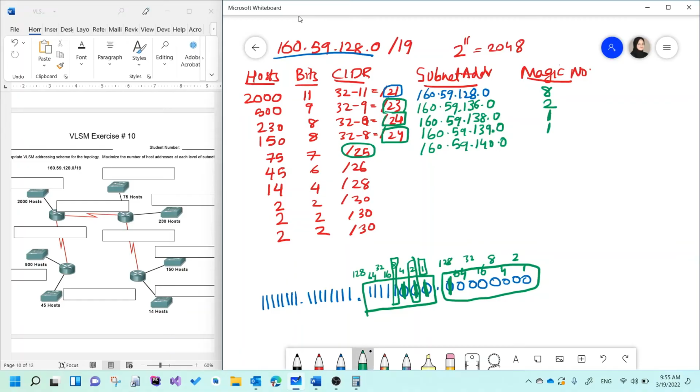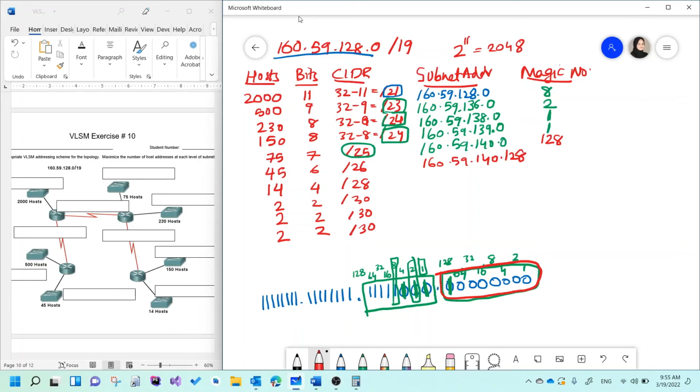Okay, now we are in the fourth octet, so remember that. Your magic number is 128 and you need to add 128 in the fourth octet. So it would look something like this: 160.59.140.128. Now we've moved to the next octet.